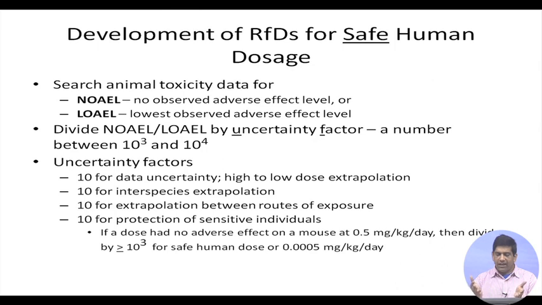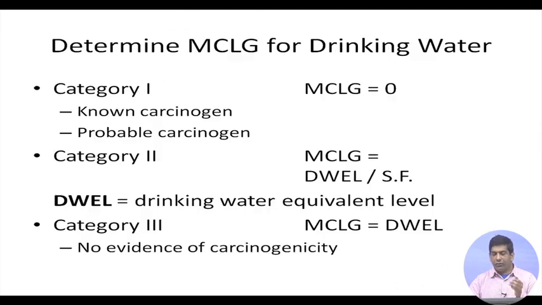So if a dose has no adverse effect on a mouse at 0.5 milligram per kilogram per day, then divide by 10 to the power of 3 for a safe human dose, you get 0.0005 milligram per kilogram per day. So that's how you calculate the RfD.